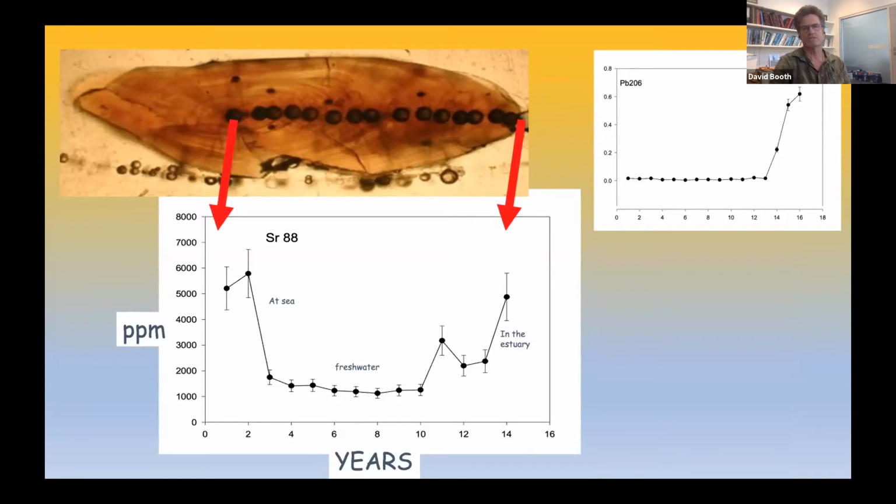And then towards the end of its life, it was caught in an estuary, in a salty downstream part of a river. It went up. So in other words, it's a little migration tag of that particular fish, which is unique. We couldn't get it any other way except through the otolith.